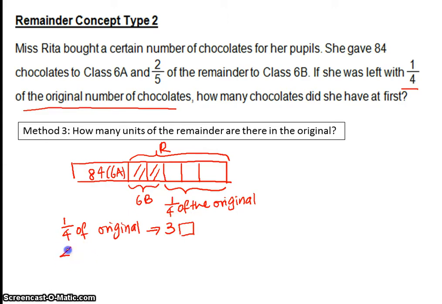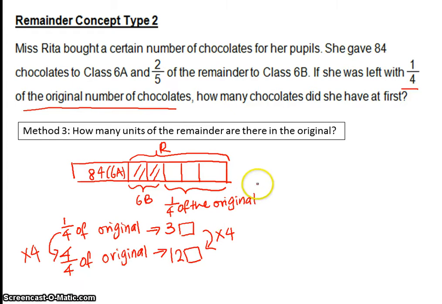Okay, that means we need to find out 4/4 of the original. In 4/4 of the original, how many units are there? Okay, so from 1/4 to 4/4, we actually multiply by 4. Same thing over here, we multiply by 4. So we know that there are actually 12 units of the remainder. Okay, let me change the color of the ink.